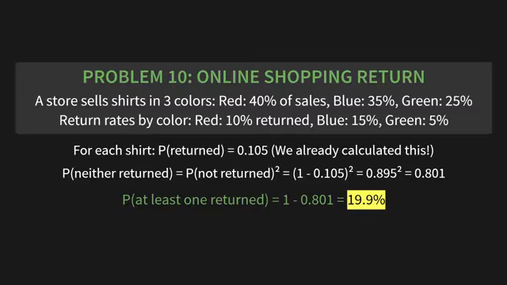So flip that around. If there's an 80% chance of no returns, there's a 20% chance of at least one return. Do you see what just happened? We use the law of total probability, then Bayes' rule, then independence and the complement rule, all in one real-world problem. This is exactly how probability works in practice. Different concepts working together like instruments in an orchestra.